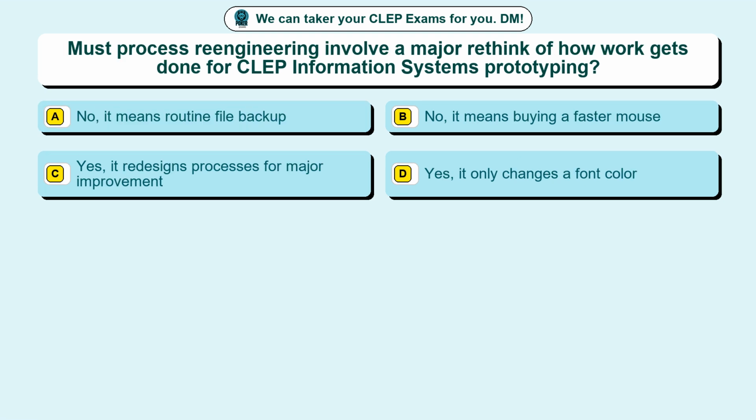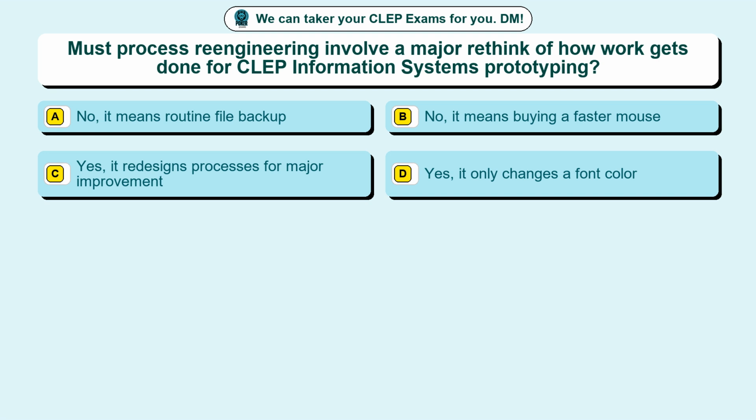Question 17. Must process reengineering involve a major rethink of how work gets done for CLEP Information Systems prototyping? Option A. No, it means routine file backup. Option B. No, it means buying a faster mouse. Option C. Yes, it redesigns processes for major improvement.